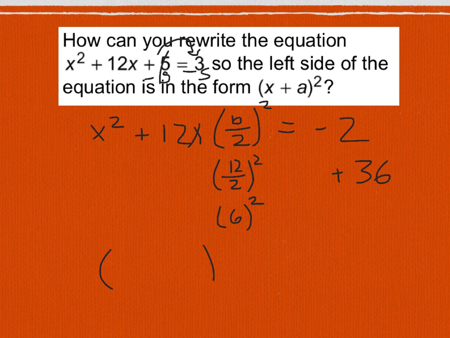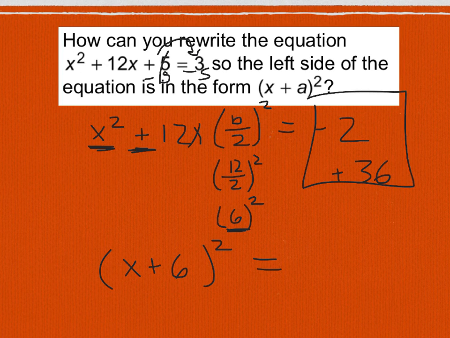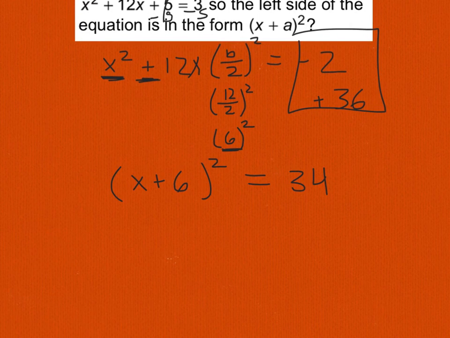So now we have our parentheses squared. What's going to go inside our parentheses? X plus 6. We bring the x, the plus sign, and the number in the parentheses here, which is 6. What is it going to be equal to? 34. What do we need to do next? Square root it.